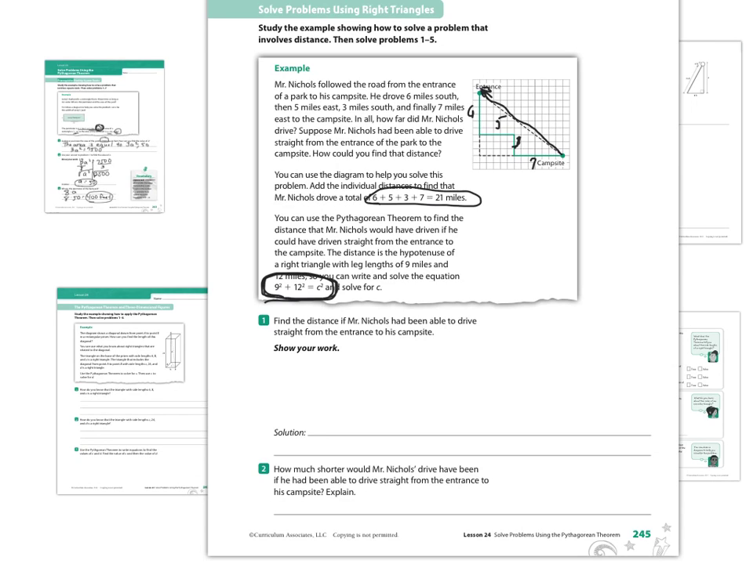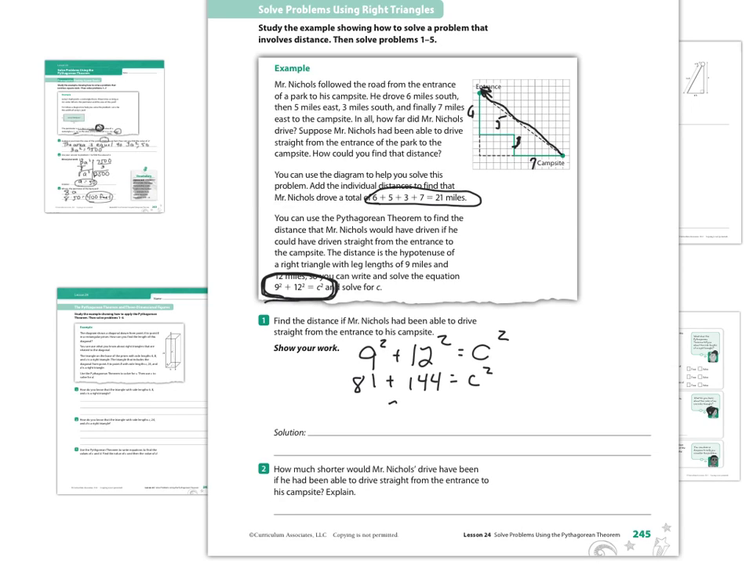Number 1, find the distance if Mr. Nichols had been able to drive straight from the entrance to his campsite. We just need to solve this equation, the Pythagorean theorem. Excuse me. Okay, so evaluating this expression, 9 squared plus 12 squared. Well, 9 squared is 81. 12 squared is 144. Those two values together equal the square of the side we call the hypotenuse.